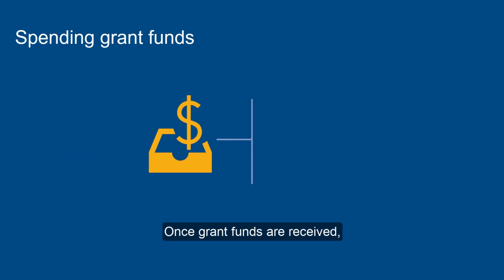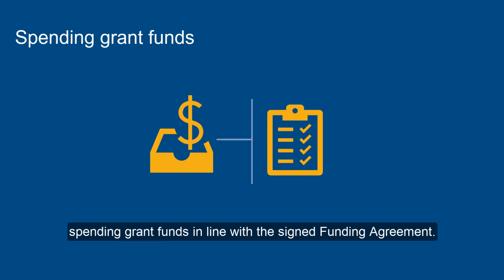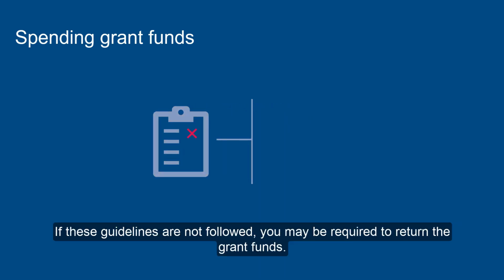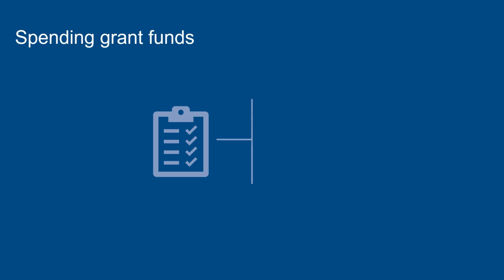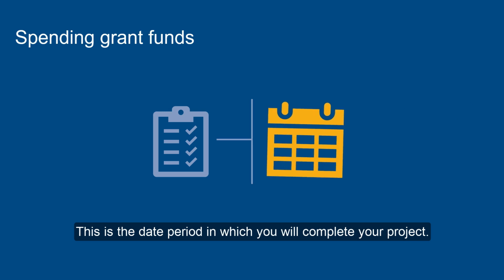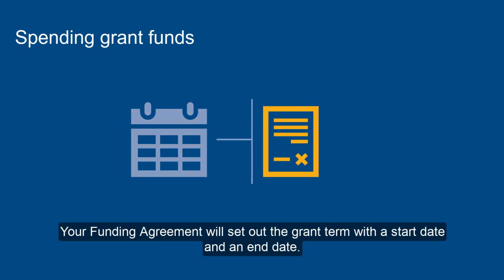Once grant funds are received, there are guidelines every organization must follow to ensure you are spending grant funds in line with the signed funding agreement. If these guidelines are not followed, you may be required to return the grant funds. First, funds must be spent within the grant term. This is the date period in which you will complete your project. Your funding agreement will set out the grant term with a start date and an end date.